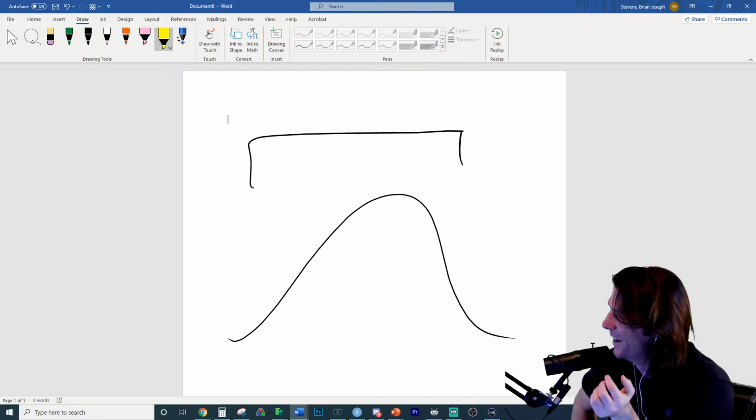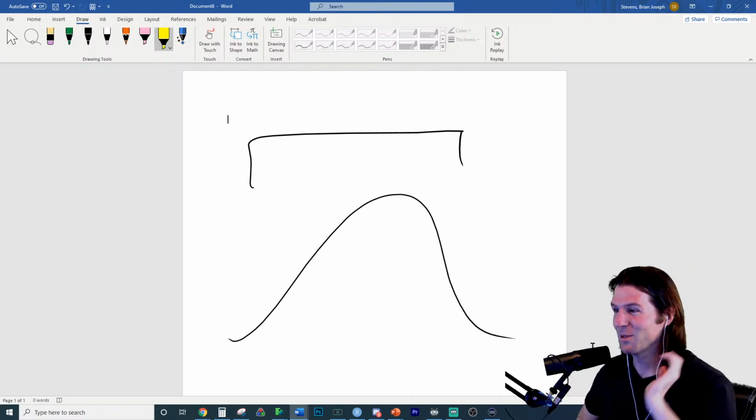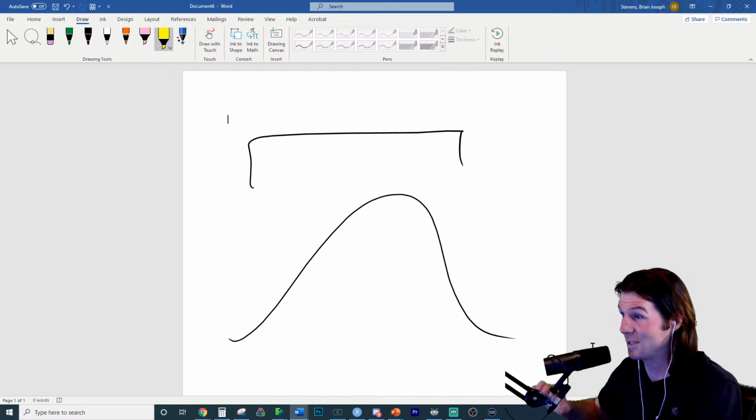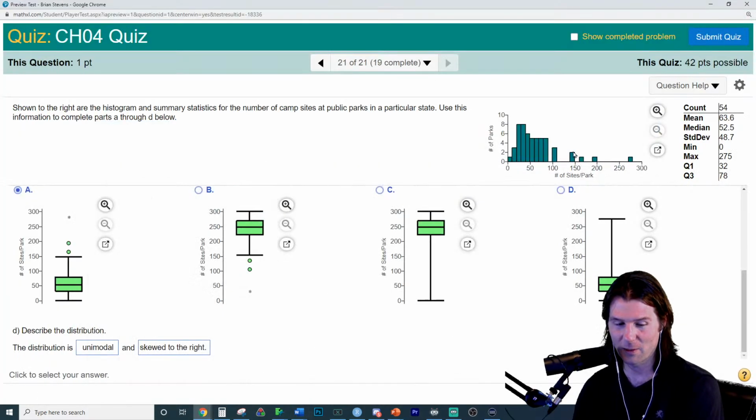So, when I read things, sometimes my brain just changes them. I could have sworn that said unimodal, because I know what unimodal looks like, and that is one unimodal distribution, not uniform.